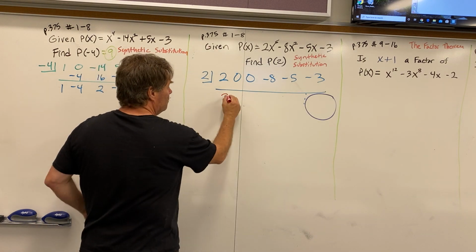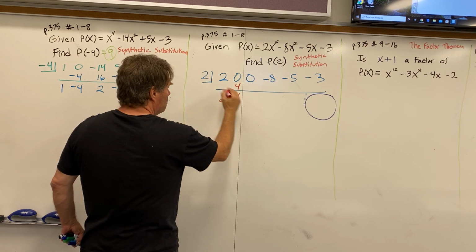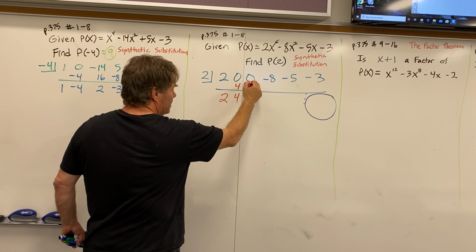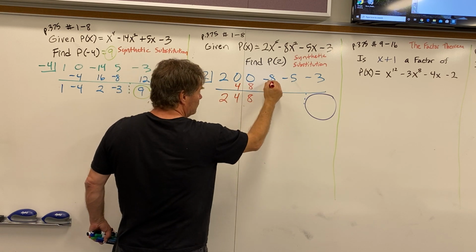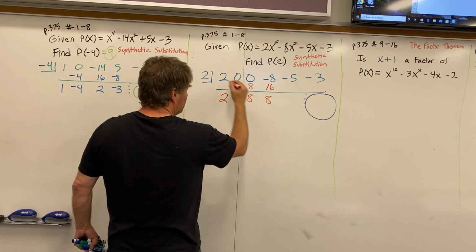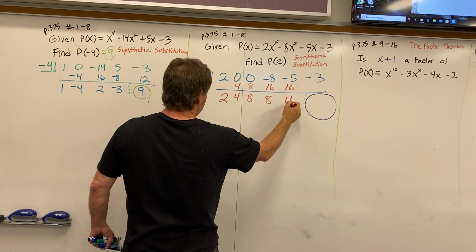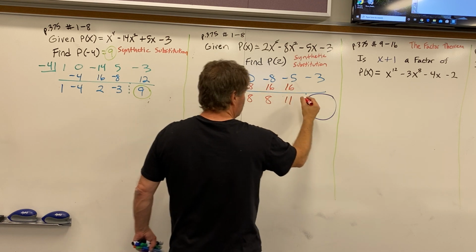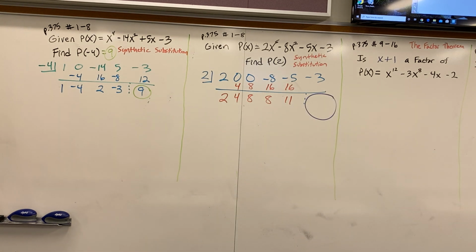Bring this guy down. Multiply, 4, add, 0 and 4 is 4. Multiply, 8, add together, 8. 8 times 2 is 16 right here. Add those together, 8. Multiply, 16. Negative 5 and 16 is 11. 11 and 2 is 22, baby! You know it!